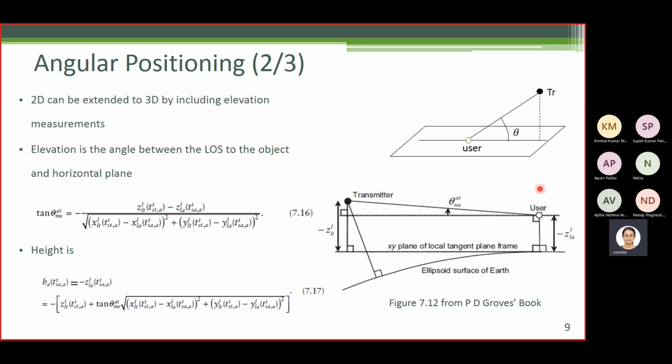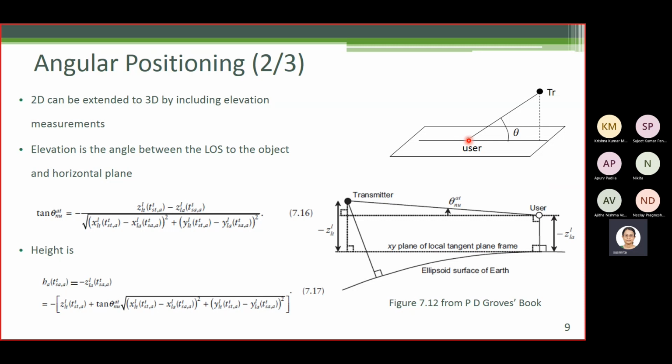So we have seen how using bearing measurements in 2D, we can find the user position. Let's extend it to 3D now by including elevation measurements. In 3D, we make two angular measurements, bearing and elevation. Let's define elevation first. Let's assume that the user or the receiver is located at this point. It need not be on the Earth's surface. It can be at some altitude from the Earth's surface also.